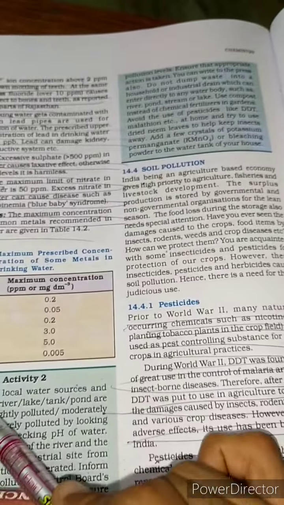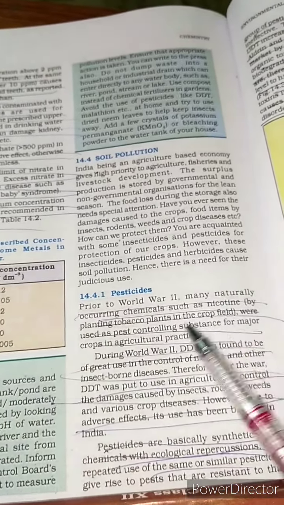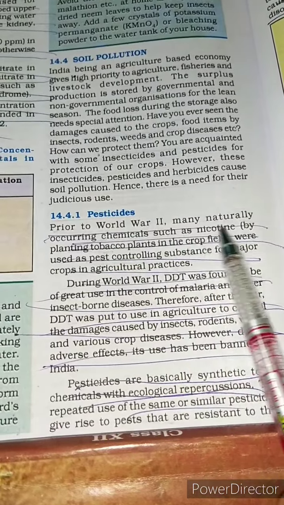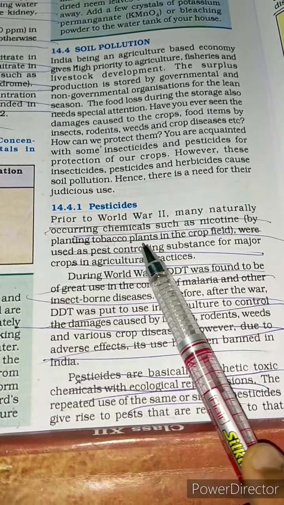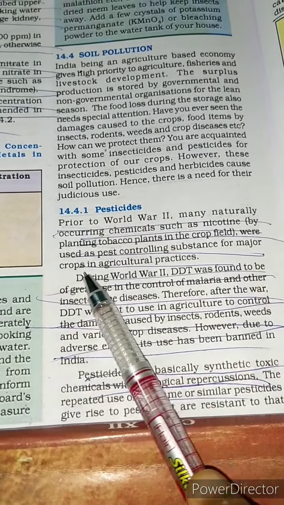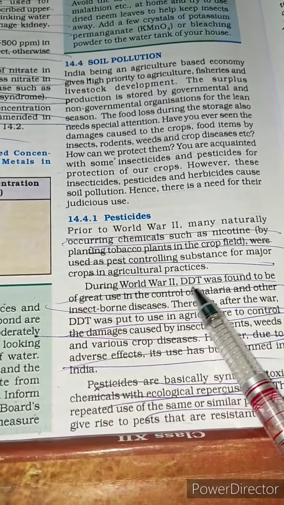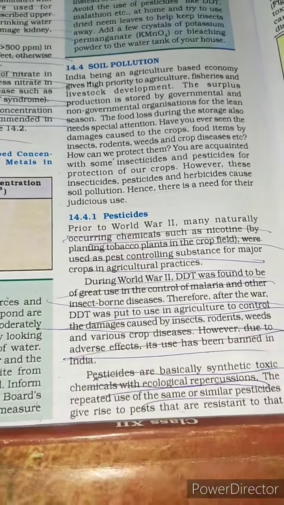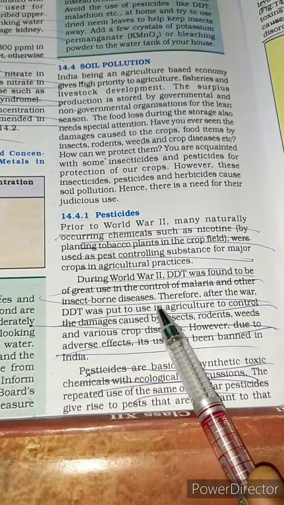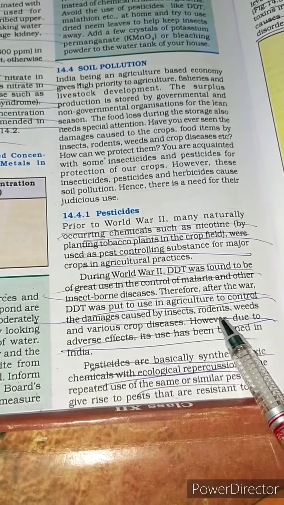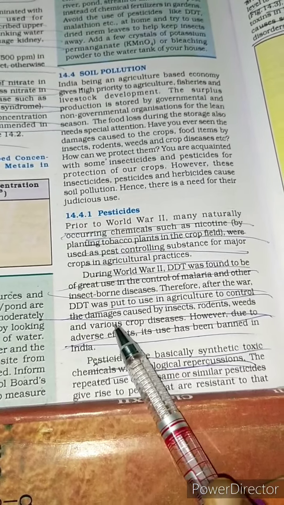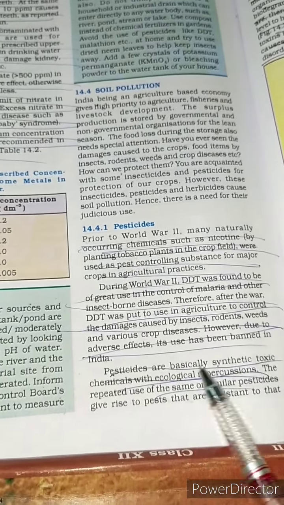Okay, next let us come to the next topic, and that is pesticides. Prior to World War II, many naturally occurring chemicals, such as nicotine by planting tobacco plants in copper fields, were used as pest controlling substances for major crops in agriculture. In World War II, DDT was found to be of great use to control malaria and other insect-borne diseases. Therefore, after the war, DDT was put in agriculture to control damage caused by insects, rodents, weeds, and various crop diseases. However, due to adverse effect, its use has been banned in India.